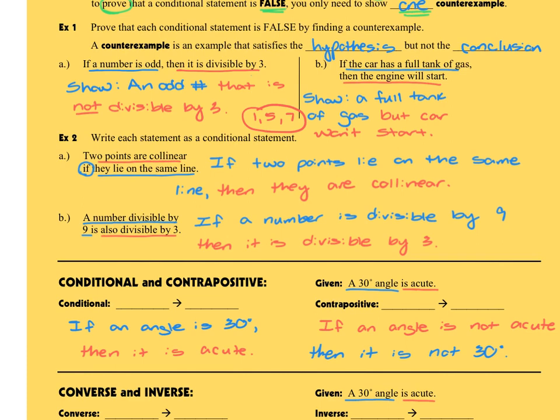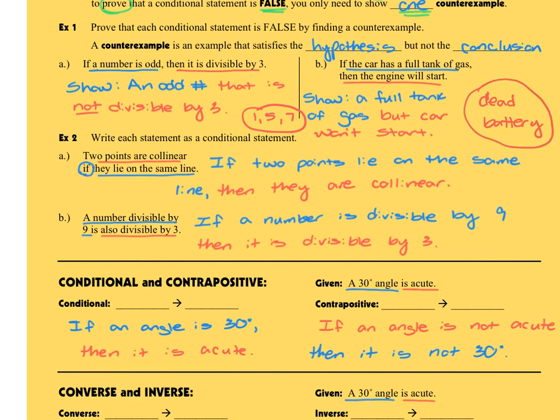Then we've got another scenario here. I've underlined the hypothesis in blue, the conclusion in red, so the counterexample would satisfy the blue and fail the red. So we need to think of an example where I could have a full tank of gas, but my car won't start, okay? Now again, there are many scenarios where that could happen. The one that always comes to my personal mind would be a dead battery, okay? This happens to me a lot. Leave the lights on in my car and the battery's dead, so my car won't start.